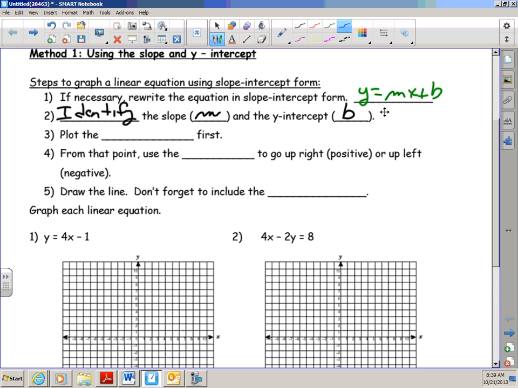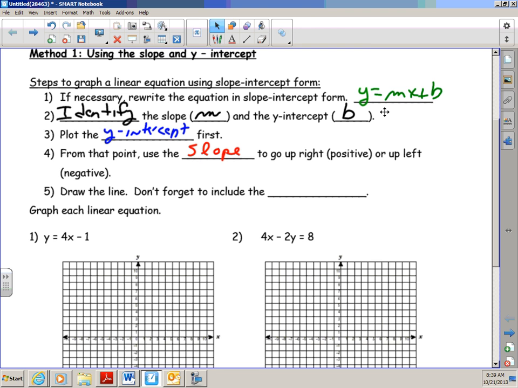Step 3, plot the y-intercept first. Very important that you recognize that the y-intercept is a coordinate. Slope is not a coordinate. It tells us the steepness or the movement from one point to another on the line. From that point, meaning the y-intercept, use the slope to go up right if it's a positive slope or up left if it's a negative slope.